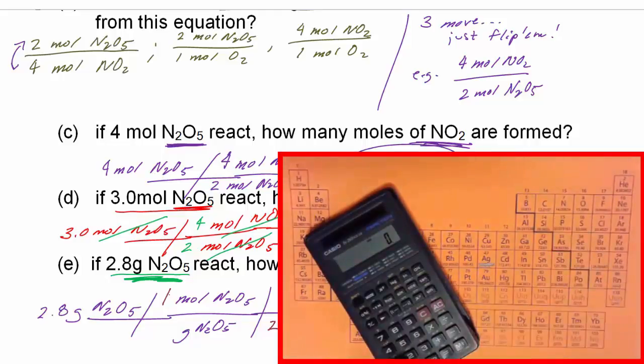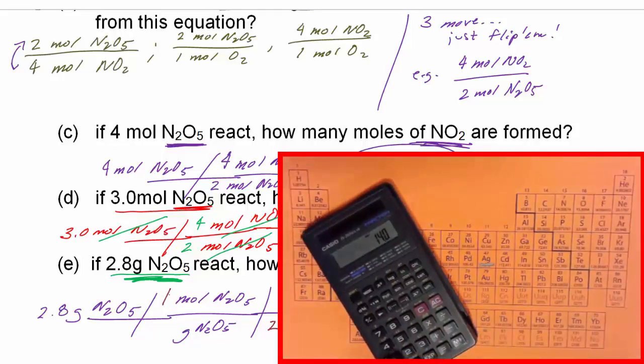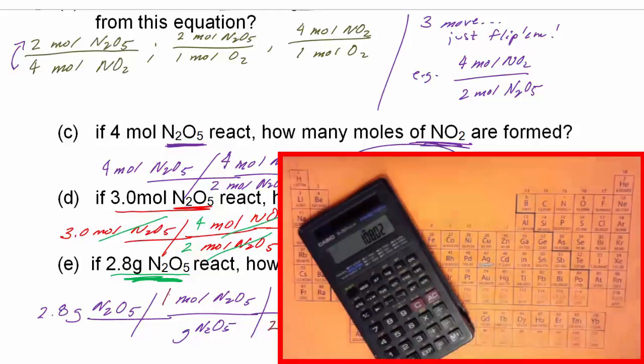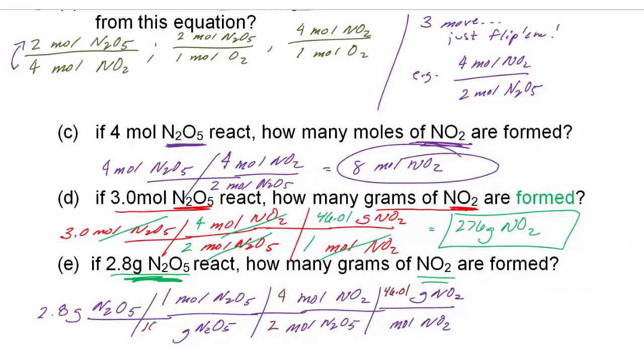So nitrogen is like 14.01 times 2 plus 5 times 16, about 108. So everything on top multiply, bottom divide. 2.8 divide by 108 times 4 divide by 2 times 46.01. I get about 2.39 grams of nitrogen dioxide.